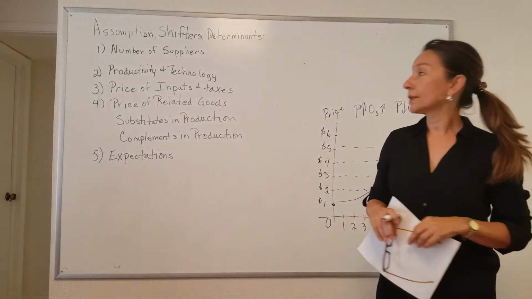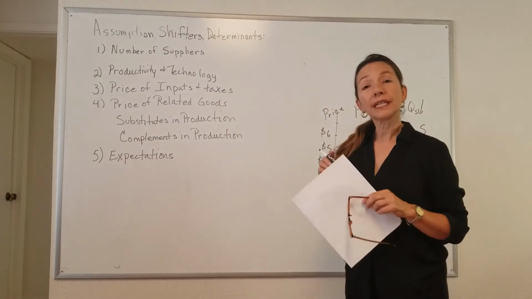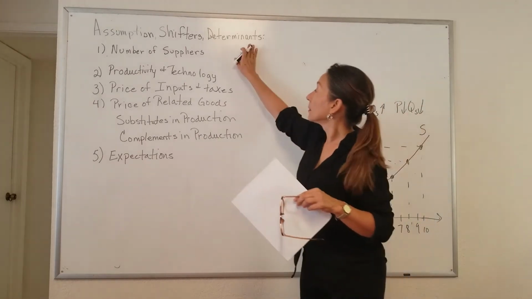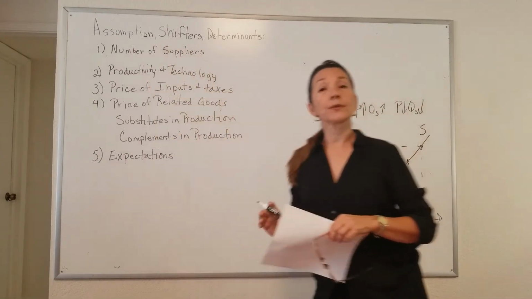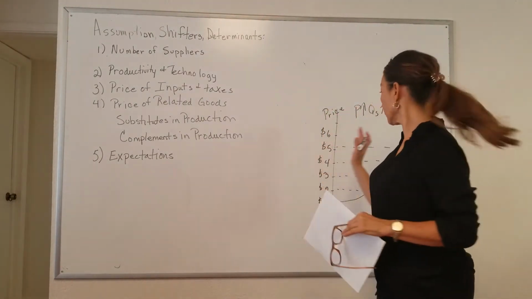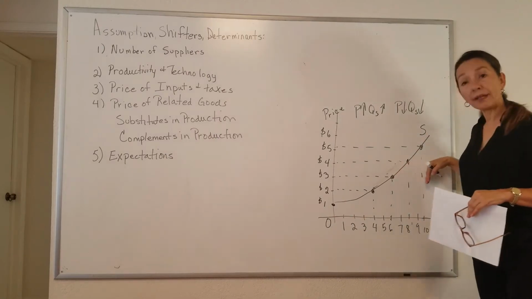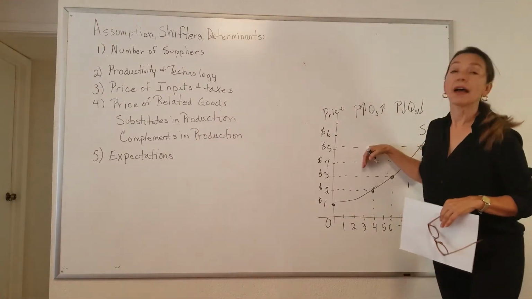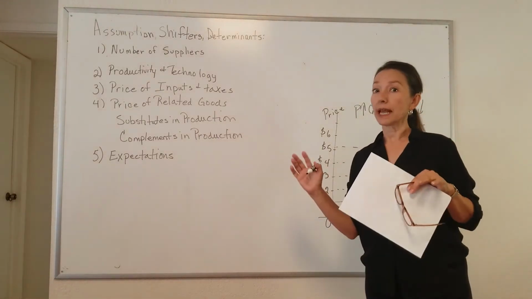When we are looking at the supply curve, we have some key determinants, shifters, or assumptions that will cause our supply curve to either shift to the right. Again, when it shifts to the right, it means more, or shift to the left. When it shifts to the left, it means less.